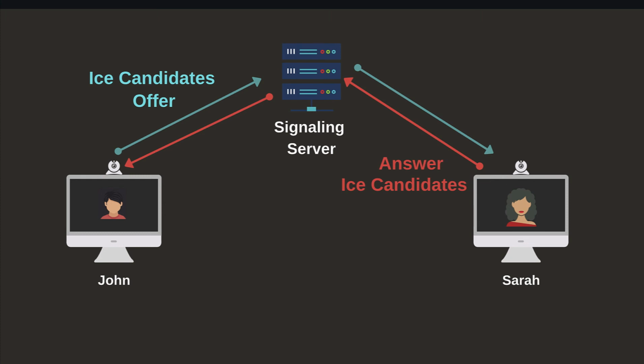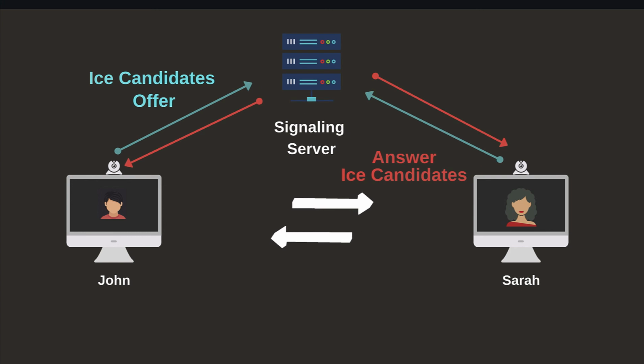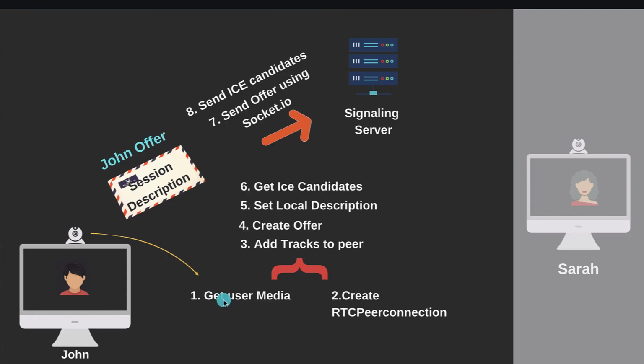Once all signaling steps are done, the two peers can have a peer-to-peer communication. In fact, we have a lot of steps before we go peer-to-peer. On John's side, we need to get user media like what we have done before, and we should create an RTC peer connection. We should link both by adding tracks to the peer. So we add tracks that we get using the media stream to this RTC peer connection. Then we should create an offer. This offer will contain a local description. When we set a local description, ICE starts collecting ICE candidates.